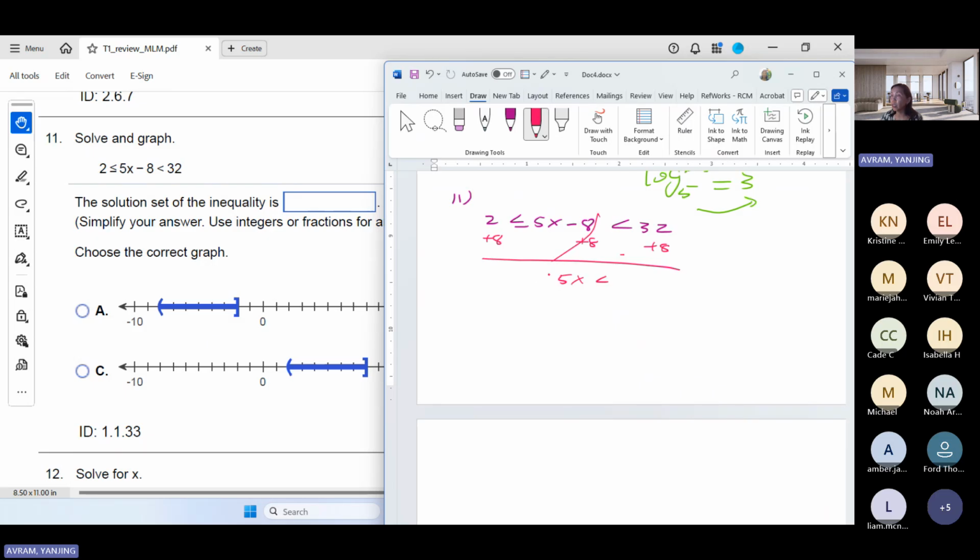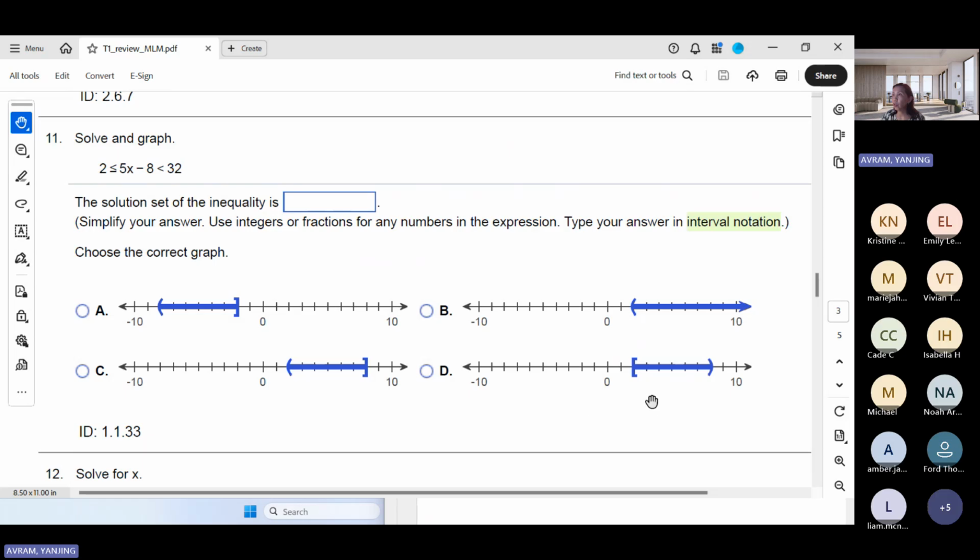So 5x will be greater than or equal to 2 plus a, which is 10, and 32 plus a is 40. We divide all of them by 5. Since 5 is positive, you don't change any inequality direction. So 40 over 5 is 8. Then you choose the correct answer. 2 is a bracket, 8 is a parenthesis. That's your interval notation, so this is your final answer. You have to write it in interval notation and then match your correct answer in here.